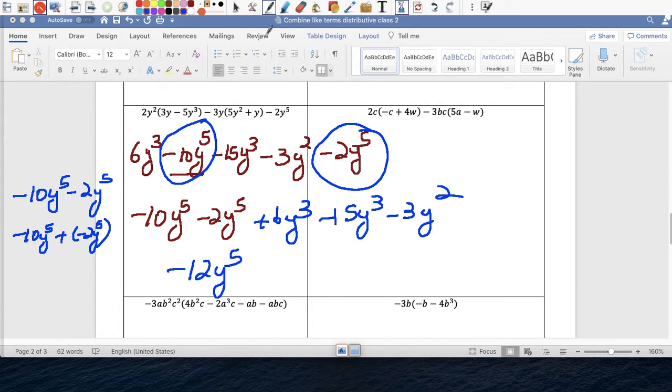Okay, so 6y cubed minus 15. Again, you can bring it to the side, take this little part right here, take it to the side, change it to an addition problem, which eventually is going to get you minus 9y cubed minus 3y squared. That's your final answer simplified.